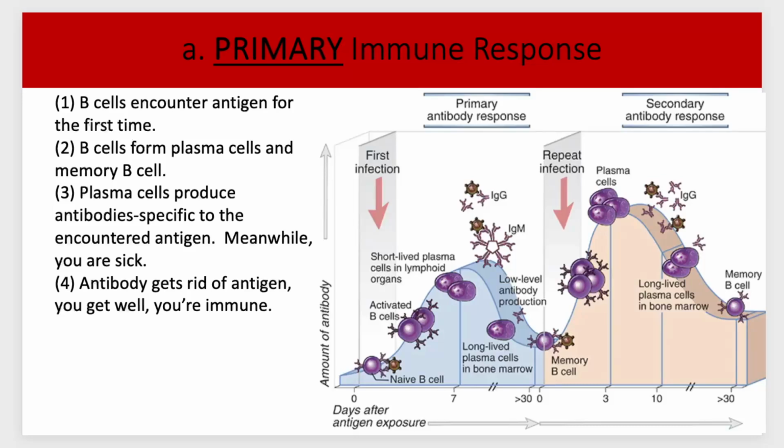So for our primary immune response, the B cells are going to encounter the antigen for the first time, and they're going to have to do something to target them for destruction. The way they're going to do that is they're going to make antibodies. So first, though, the B cells will form what's called plasma cells and memory B cells. The plasma cells are going to make the antibodies that are able to target the antigen for destruction. During this whole time, you have the inflammation pathway happening. Temperatures are rising, swelling is occurring. The antibody will attach to the antigen and allow it to be targeted so that it can be destroyed.